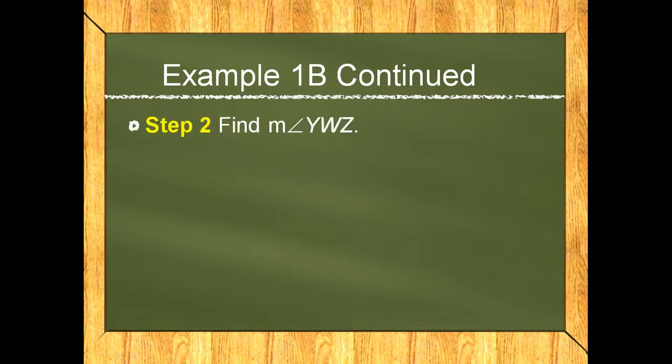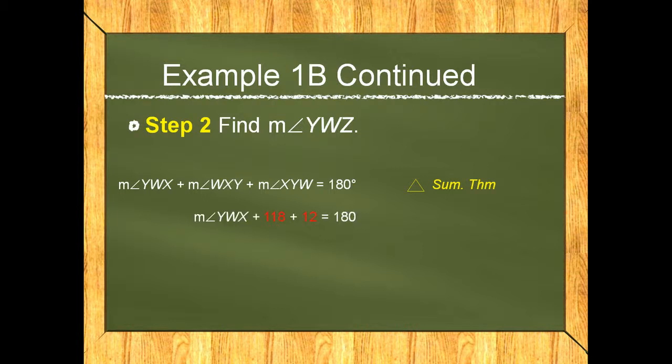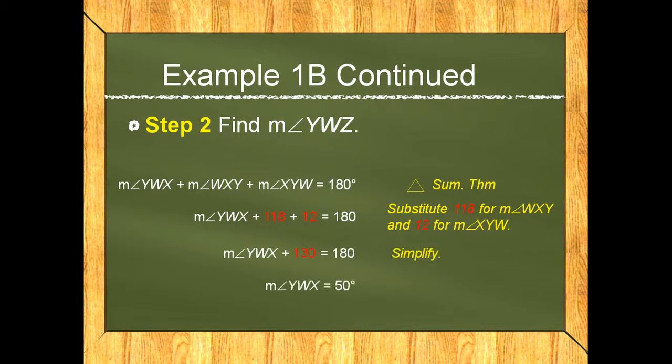Step two, we want to find the measure of YWZ. We know that the three angles in the triangle add up to 180 degrees, and this is from the Triangle Sum Theorem. We can substitute in 118 degrees for WXY and 12 degrees for XYW. The only one left is the one we were looking for. We simplify, subtract 130 from both sides, and we get that the measure of YWX is 50 degrees.